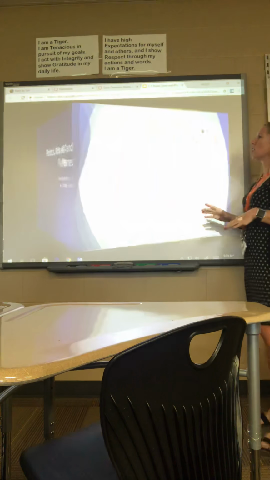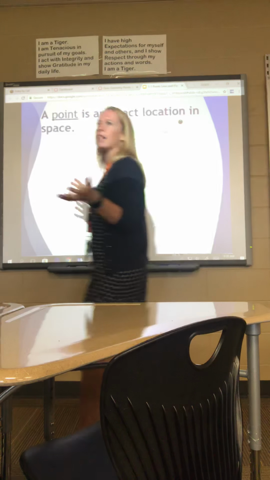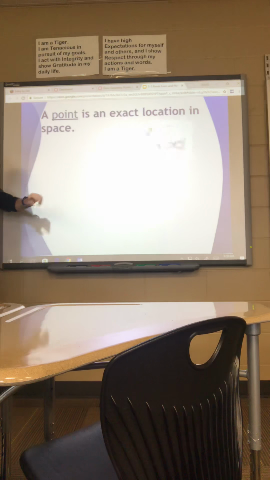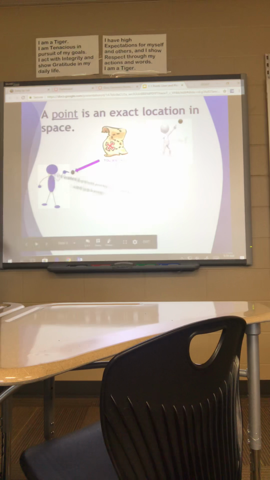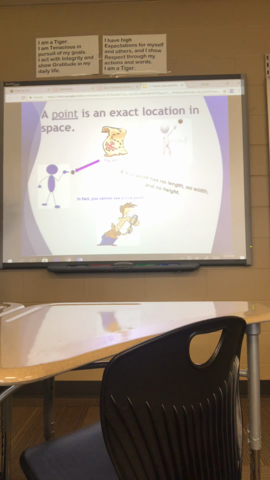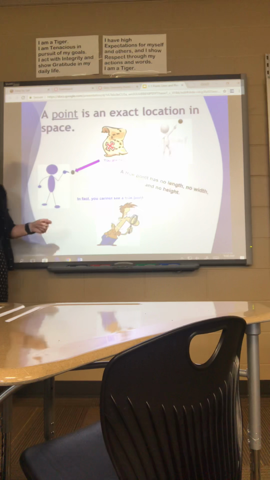So we're going to just start with the basics: points, lines, and planes. A point is an exact location in space. I have my little guy there. An exact location in space. A point has no length, no width, and no height. Therefore, you cannot really see a true point.